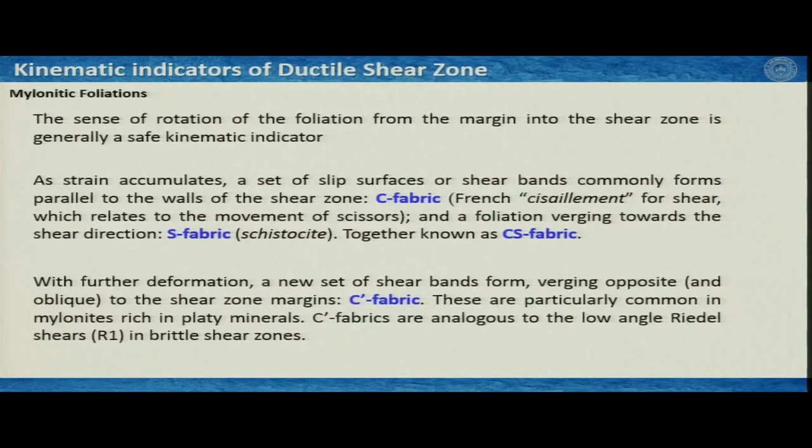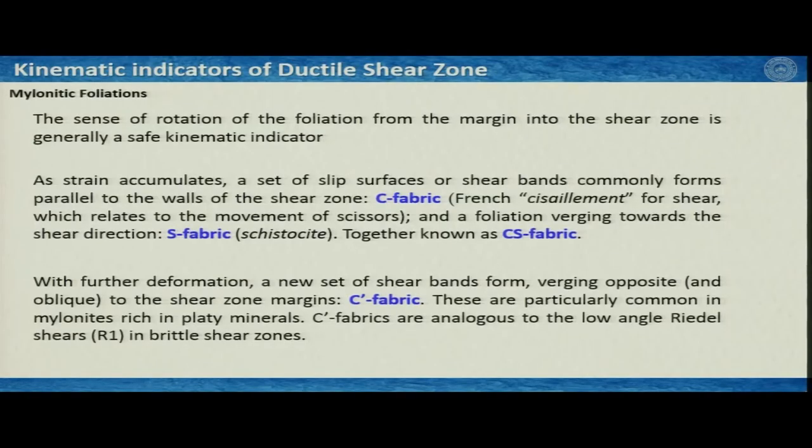So the sense of rotation of the foliation from the margin into the shear zone is generally a very safe kinematic indicator. When the strain increases, this text I took from the book of Fossen, it's very nicely explained. A set of slip surfaces or shear bands commonly forms parallel to the walls of the shear zones and is known as C fabric, or C cisaillement in French. And this word cisaillement means that if you are cutting with the movement of scissors, when you cut like this, that's the movement, and this is known as C fabric. We'll see a lot of images on this.